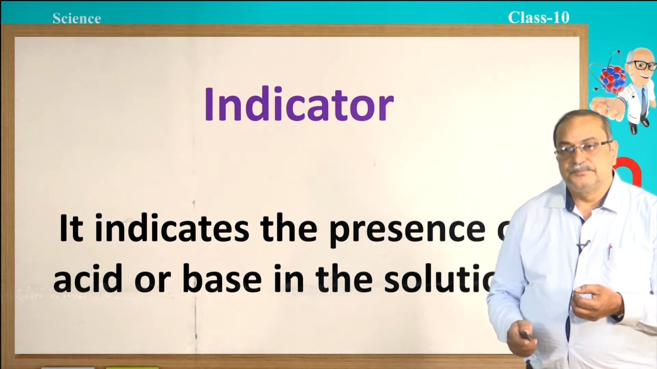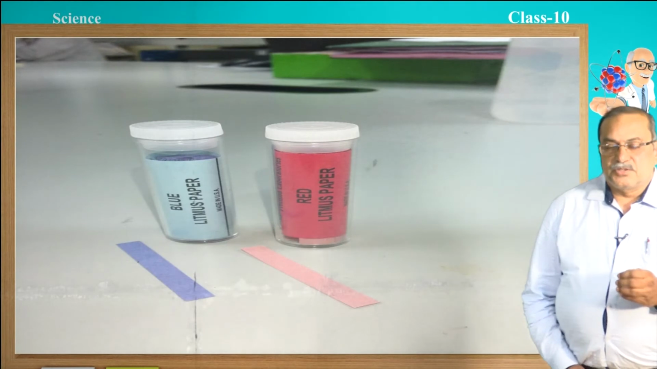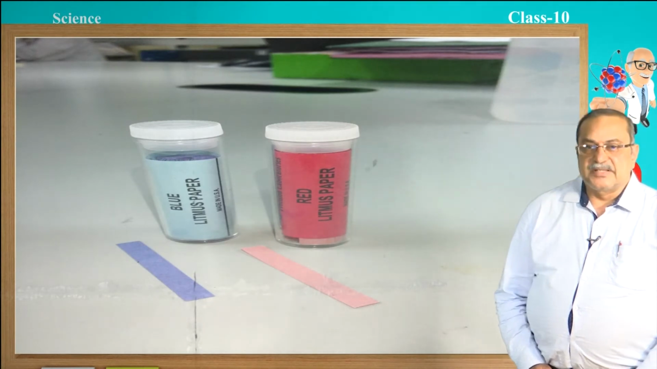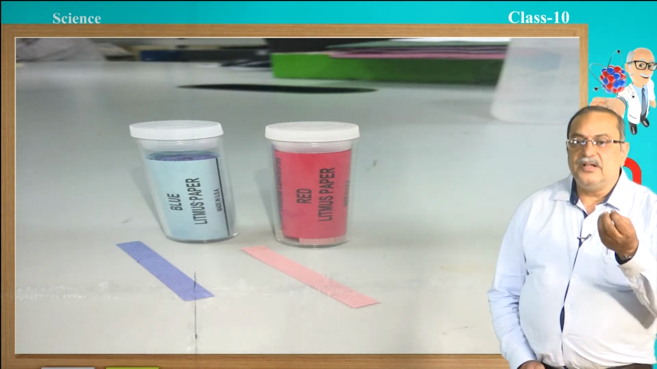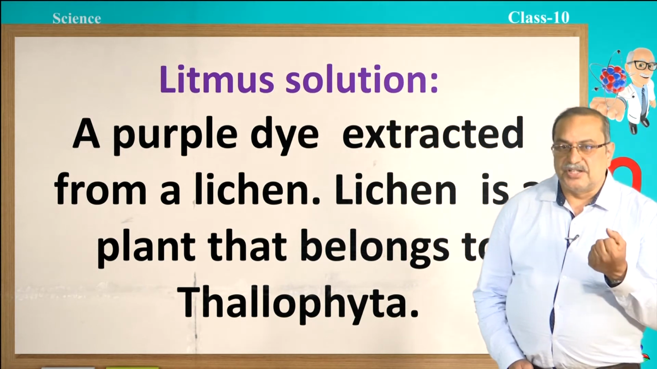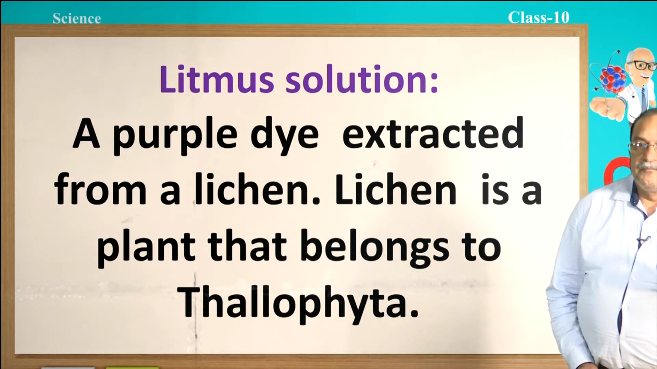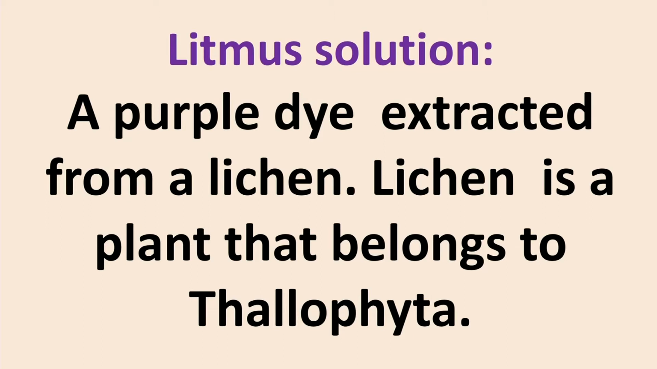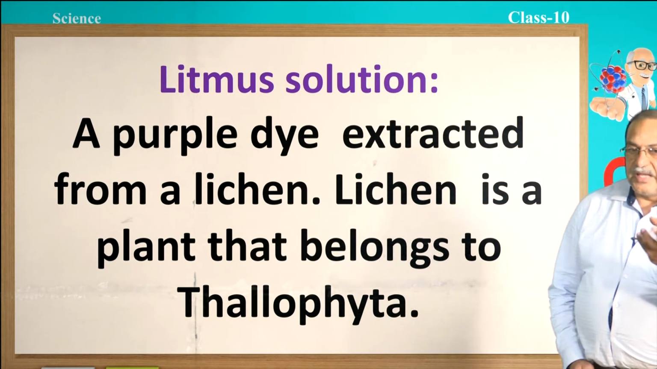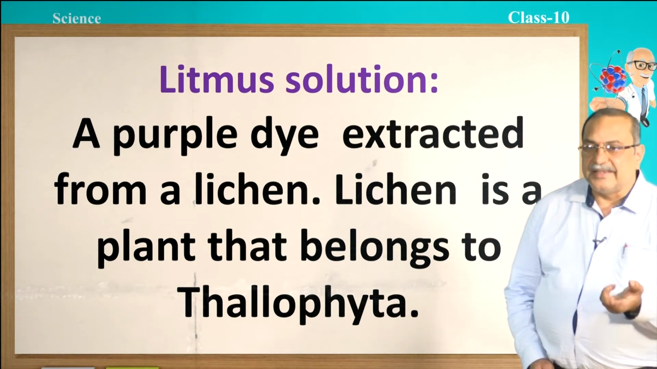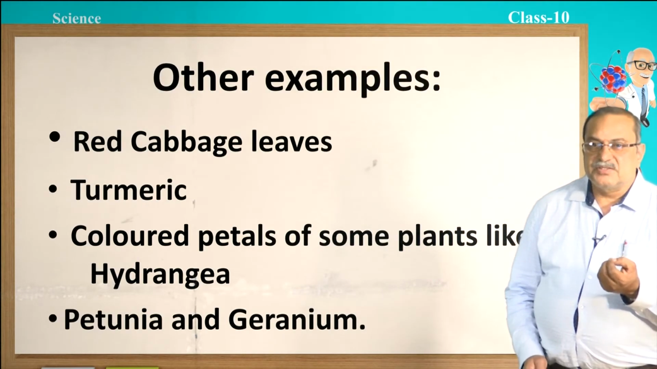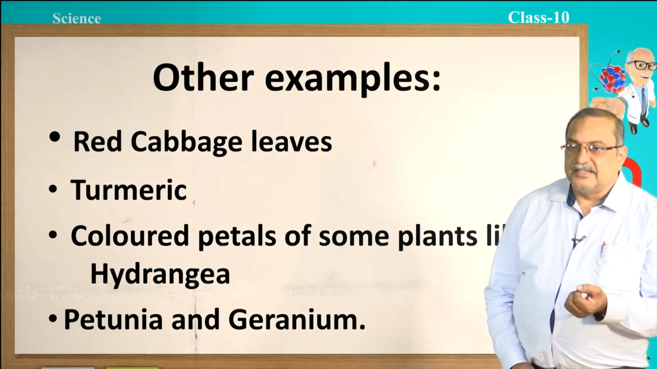Okay, next indicator. Here I am showing red litmus and blue litmus papers, both are there. These are extracted from thallophytes. Litmus solution is extracted from lichens, which gives a purple dye. Lichens are a plant belonging to Thallophyta. When extracted, that is, boiled in hot water, it gives a purple color. So this is an example of a natural indicator.